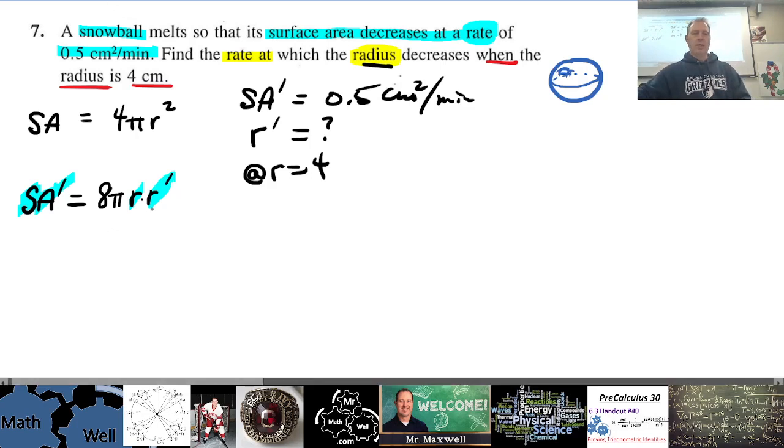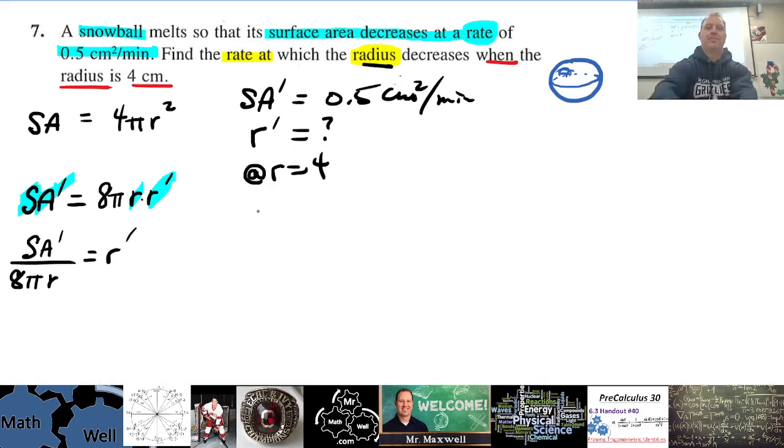We just need to plug values in, rearrange some things, and we should be good to go. So I need to find r prime, so I'm going to divide by 8 pi r. If you get to section 3, you can continue to play the game, but when you get to section 3, we're going to hold that off.